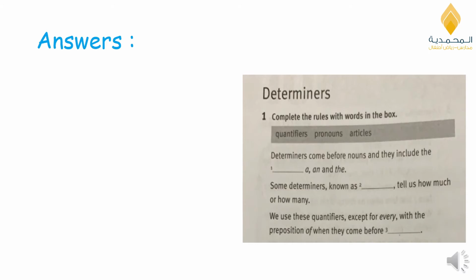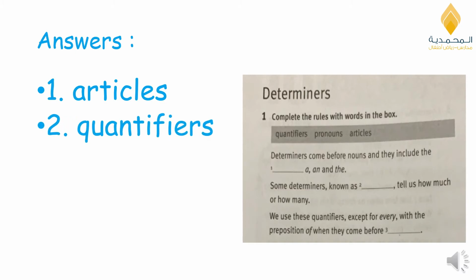Determiners come before nouns and they include articles, a and the for sure. Some determiners, known as quantifiers, tell us how much or how many. We use these quantifiers, except for every, with the preposition of when they come before pronouns.